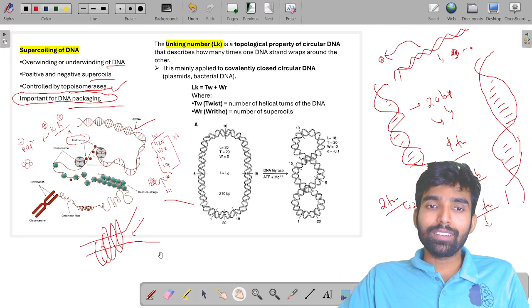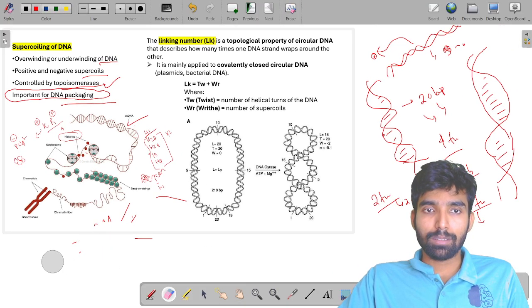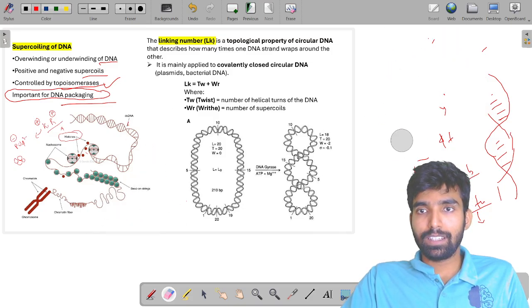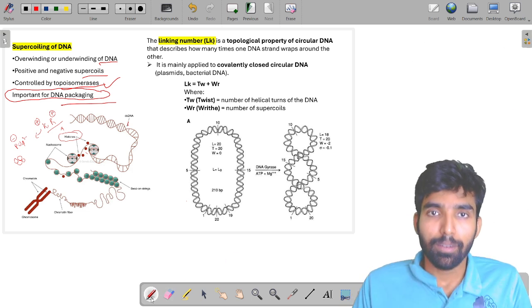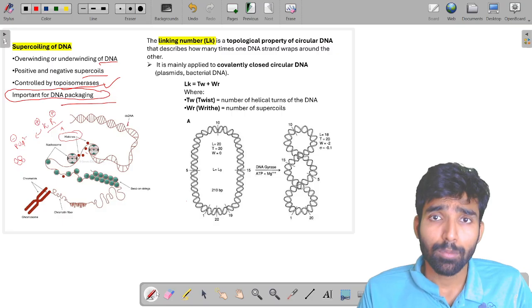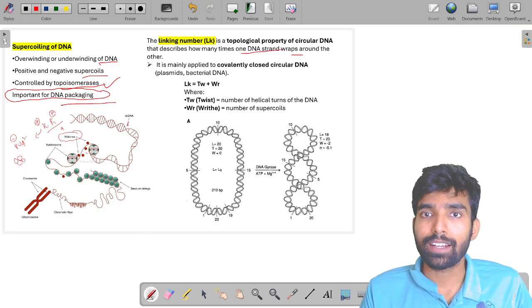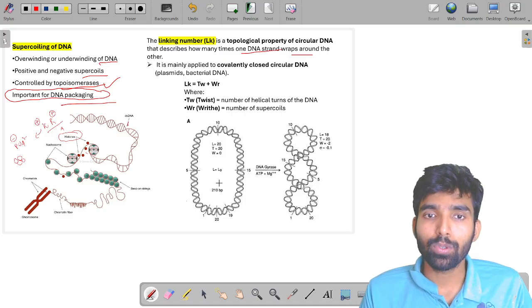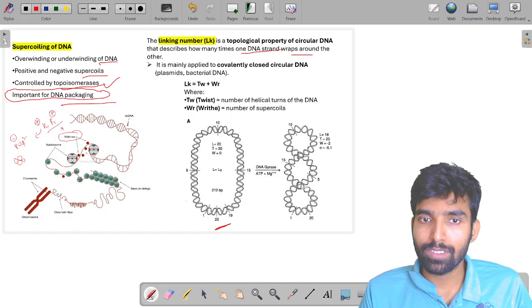So what is the linking number? See, the linking number is a topological property. Topological property means you can't say it's a hard and fast rule. It is a property of circular DNA that describes how many times one DNA strand wraps around the other. See here, let's say you have a total of 20 turns, 20 twists.